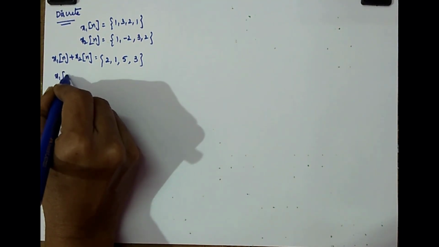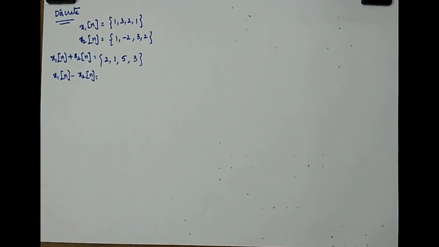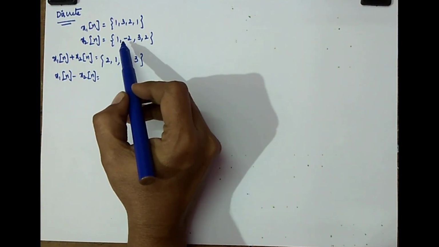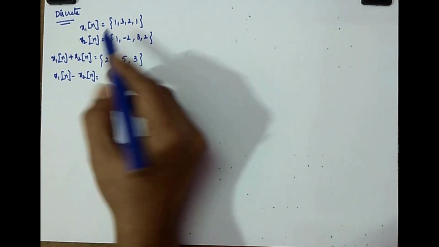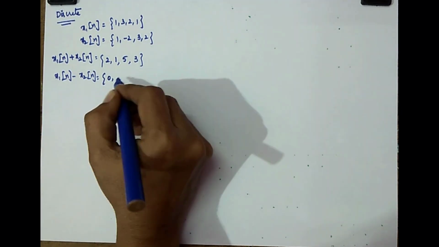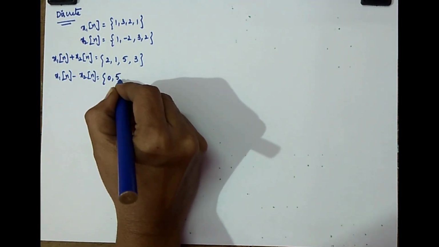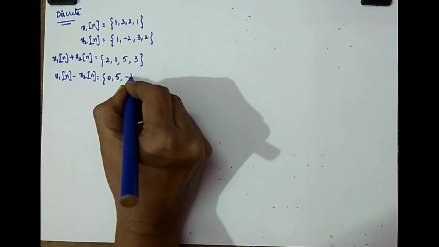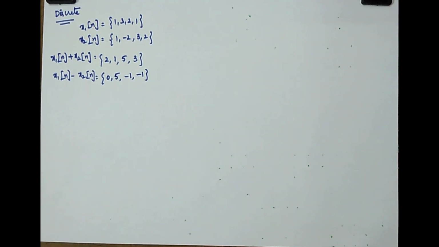What is x1 of n minus x2 of n? Simply you have to subtract the x2 of n sample values from x1 of n. 1 minus 1 is 0. 3 minus minus 2 is 5. 2 minus 3 is minus 1. 1 minus 2 is minus 1.